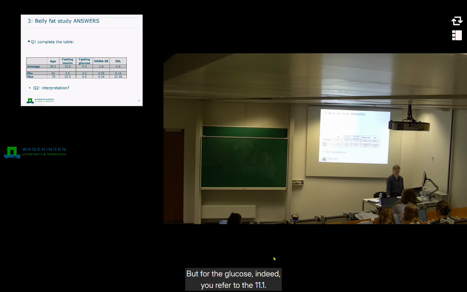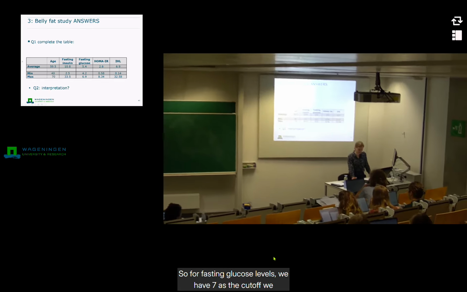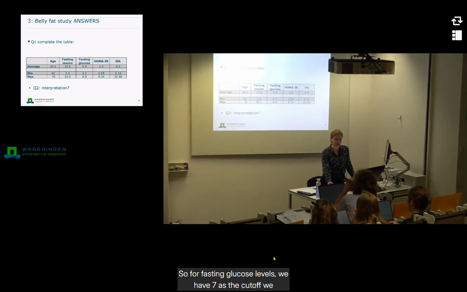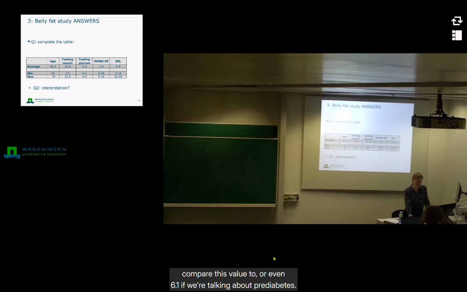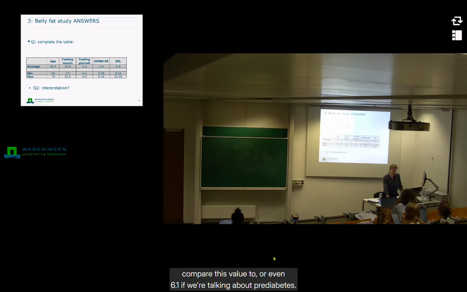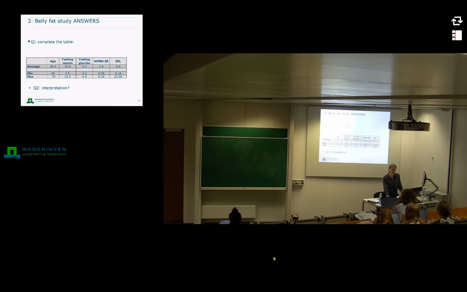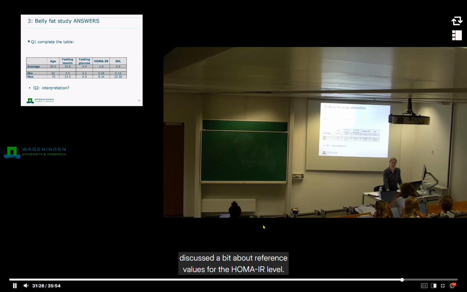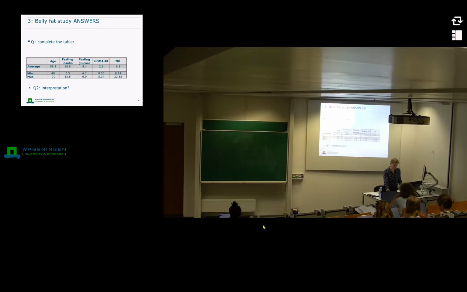But for the glucose, indeed, you refer to the 11.1. I think here it's good to remember that it's fasting glucose. So for fasting glucose levels, 7 is the cutoff we compare this value to, or even 6.1 if we're talking about pre-diabetes. So for this, I would say there's no one who actually classifies as having diabetes in this group. And then the HOMA-IR, well, I think we already discussed a bit about reference values for the HOMA-IR level.